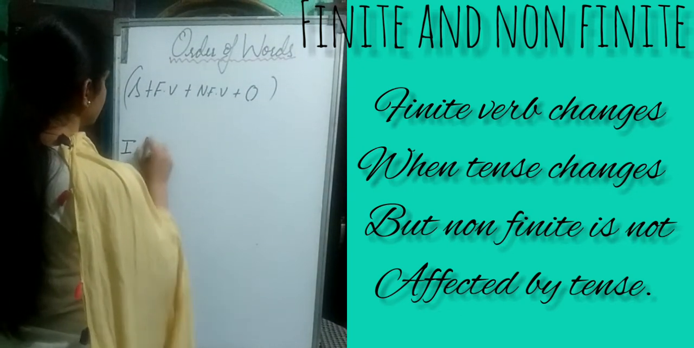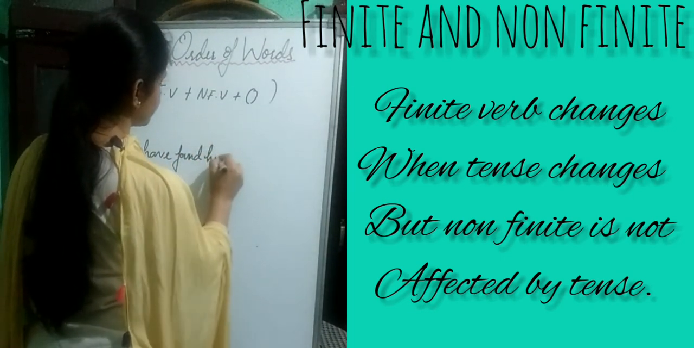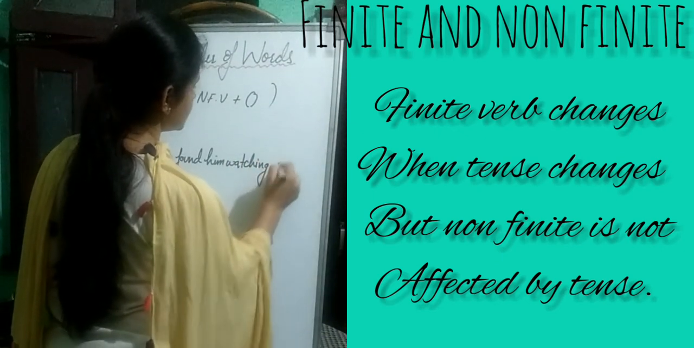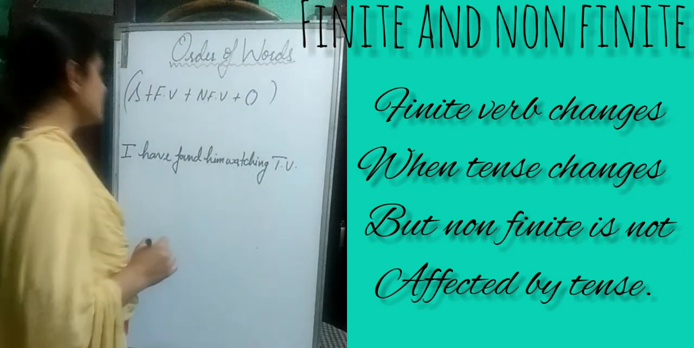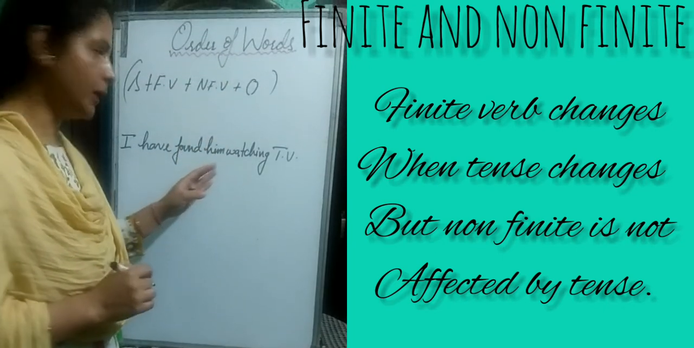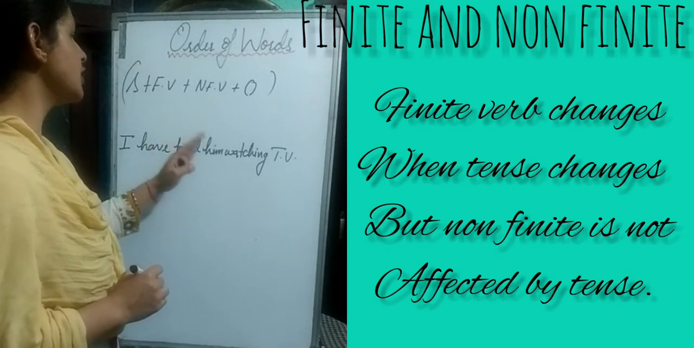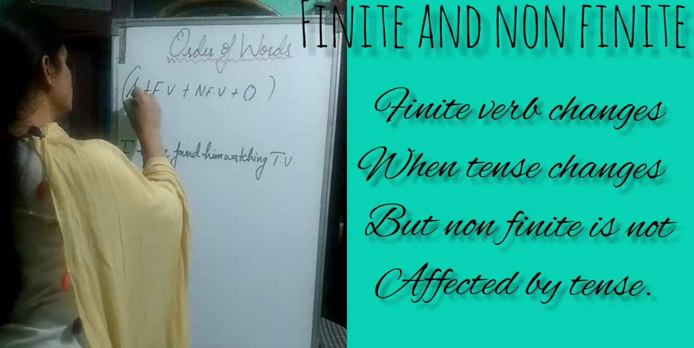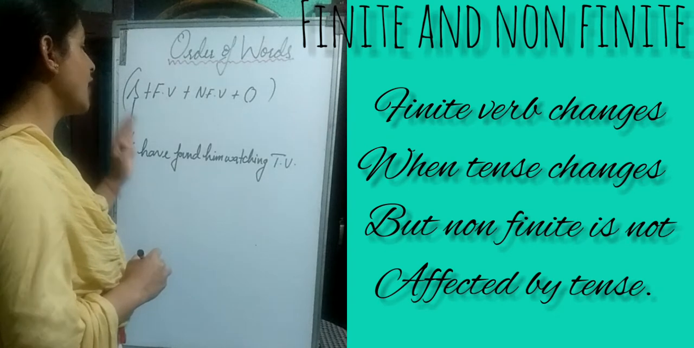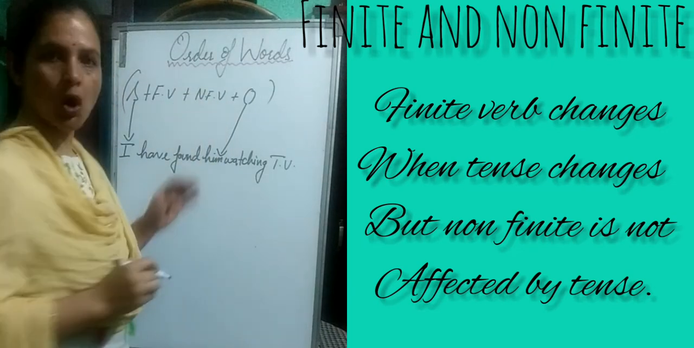That is, I have found him watching TV. Now this sentence has a subject and an object also. Okay, subject. Who has found him watching TV? So who? I. That is the subject. Okay, and whom did I find watching TV? That is him. It is the object.